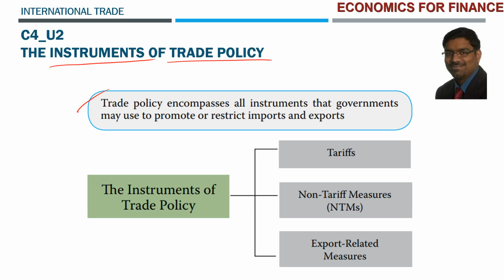Trade policy encompasses all instruments that the governments may use either to promote or to restrict imports and exports. Of course, not necessarily always, but in general, any government would like to increase the exports and decrease the imports. Why is that? We have seen that in the national income chapter itself. Exports add to the national income, they act like injections to the national income. Imports are leakages to the national income. That is why any government in general would like to have their exports increased and imports decreased.